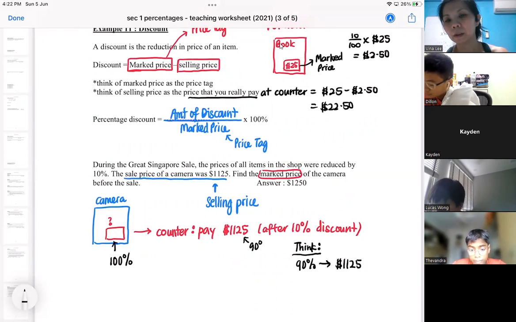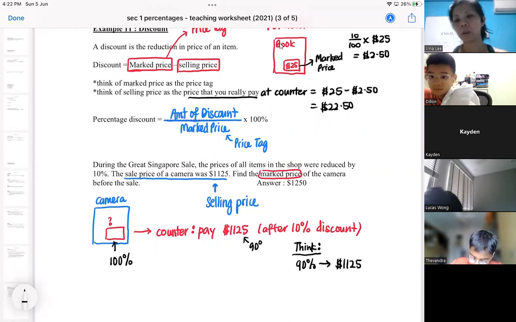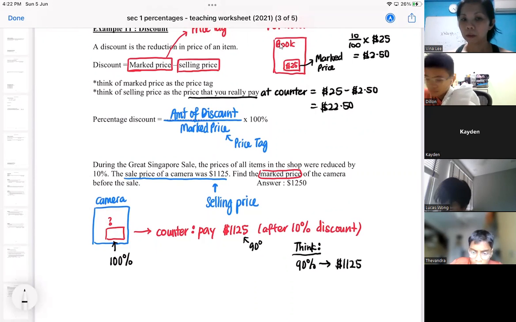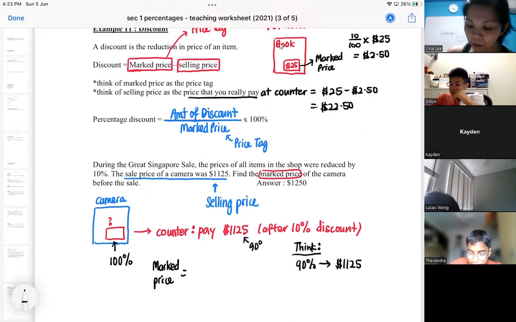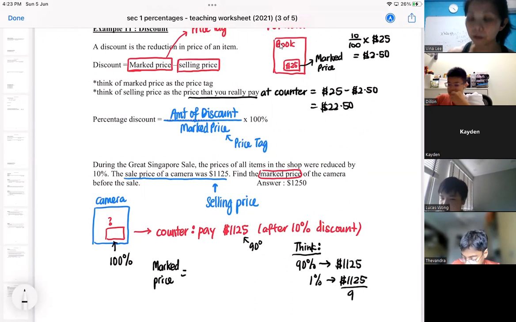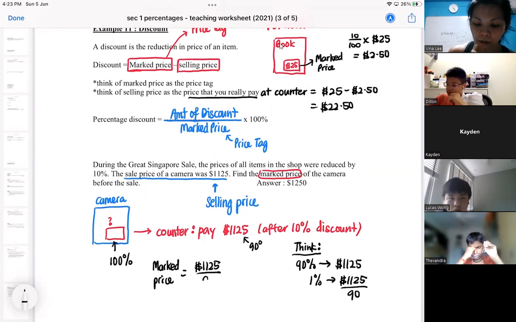So you can think primary school, but you don't show the primary school idea. So how are you going to show it in a non-primary school way? You think about dividing first. In primary school, you will think about dividing, right? So you divide by 90 first. You do the same thing. You divide by 90, then you multiply by 100.